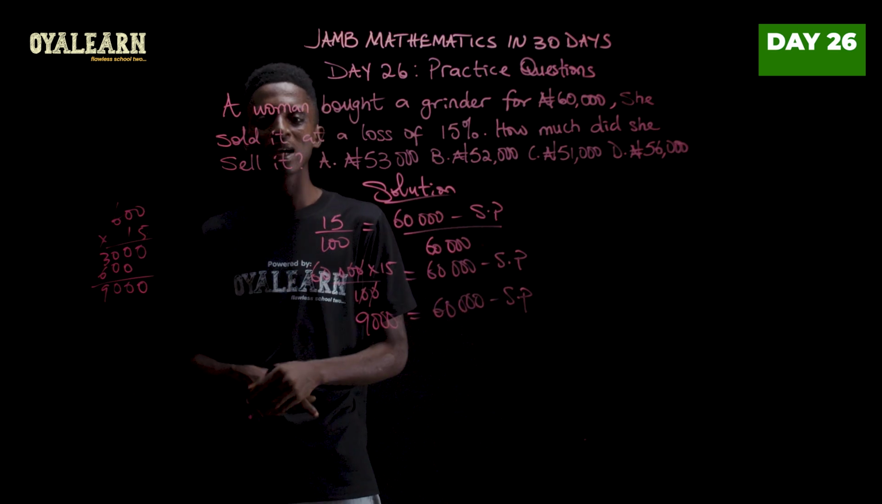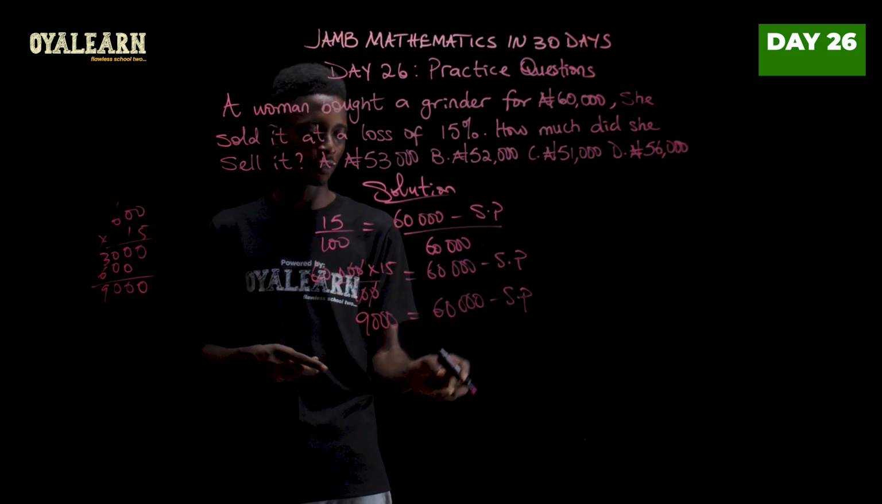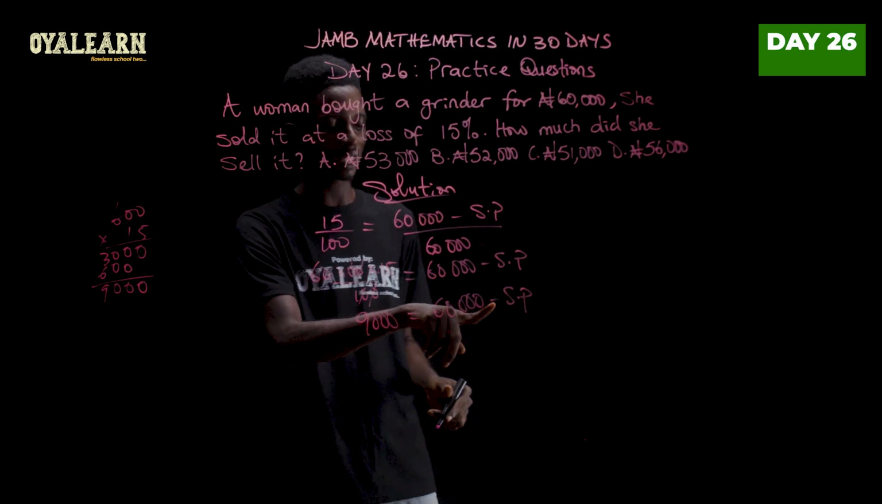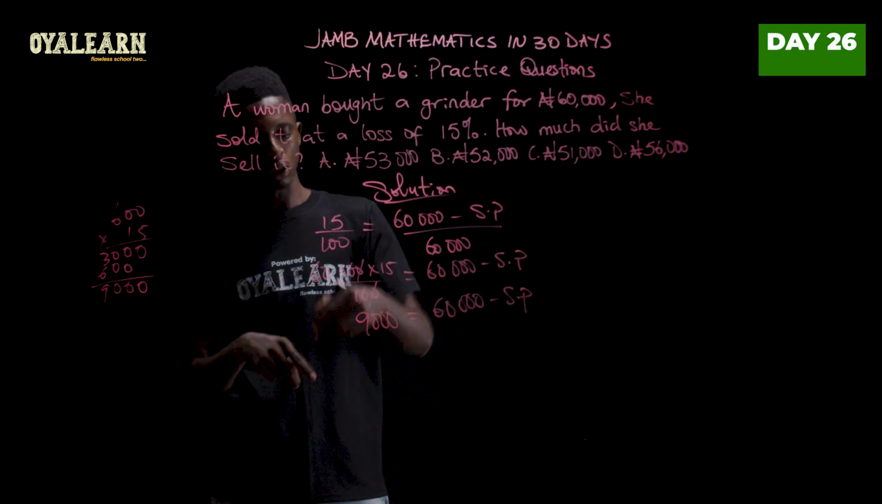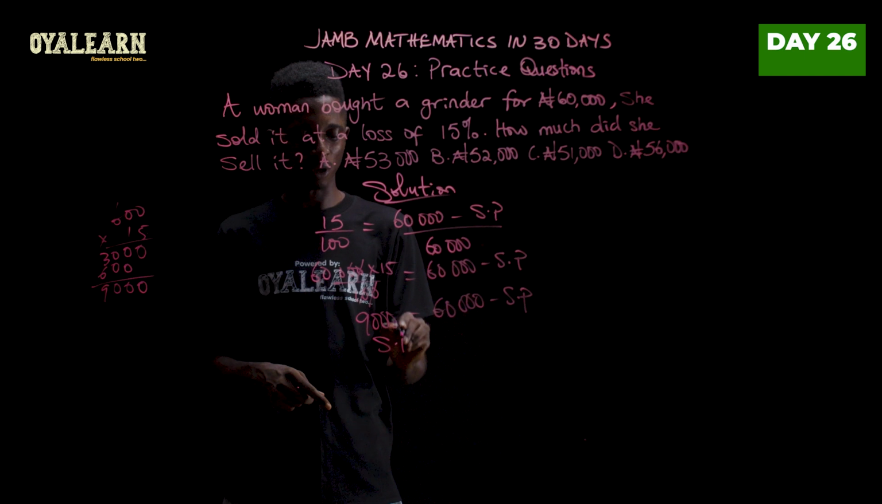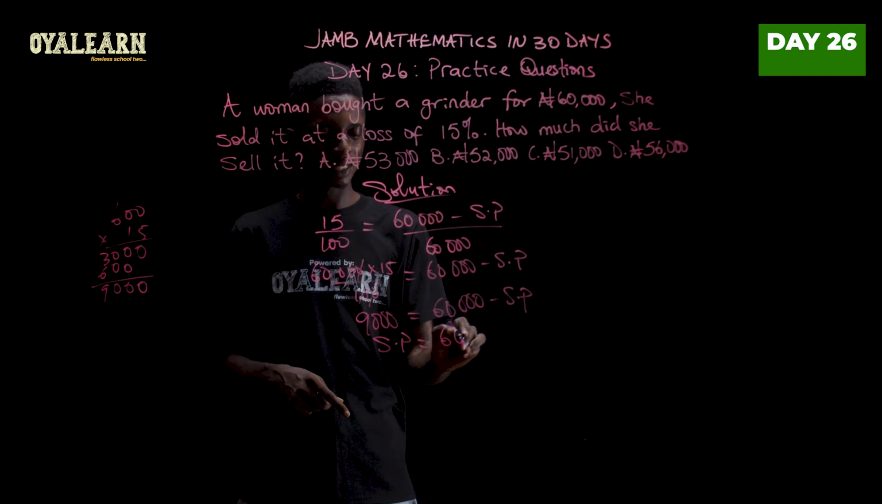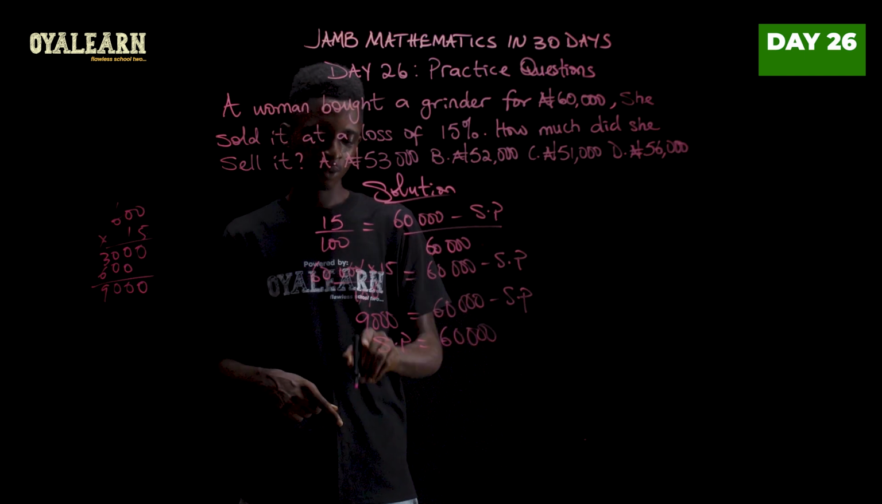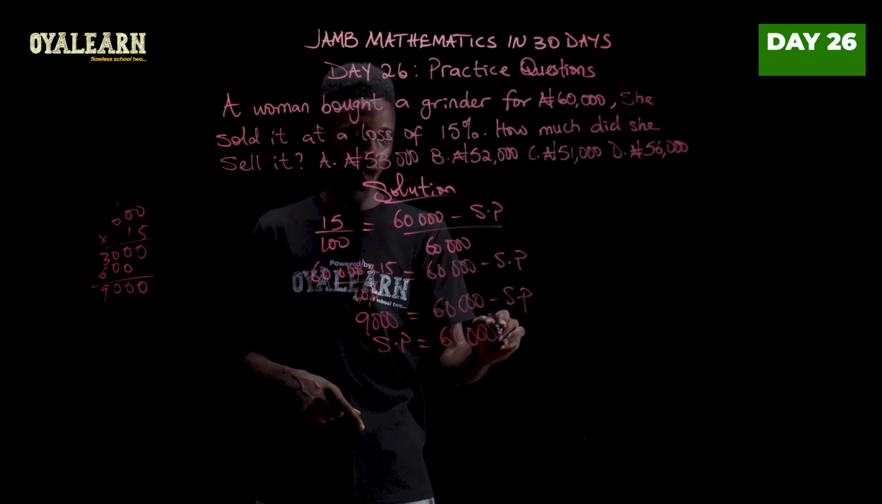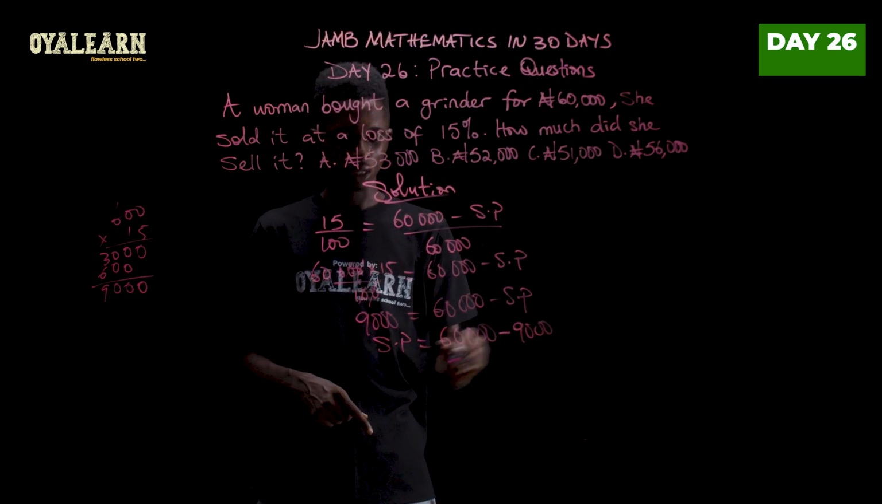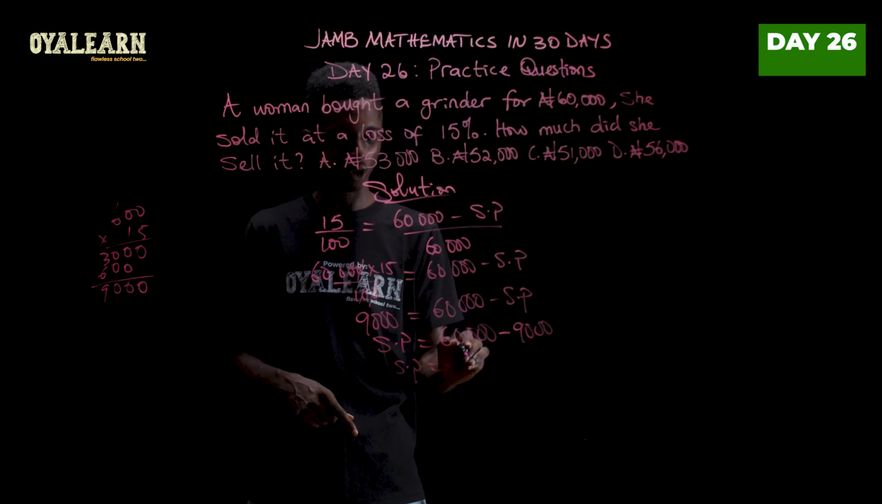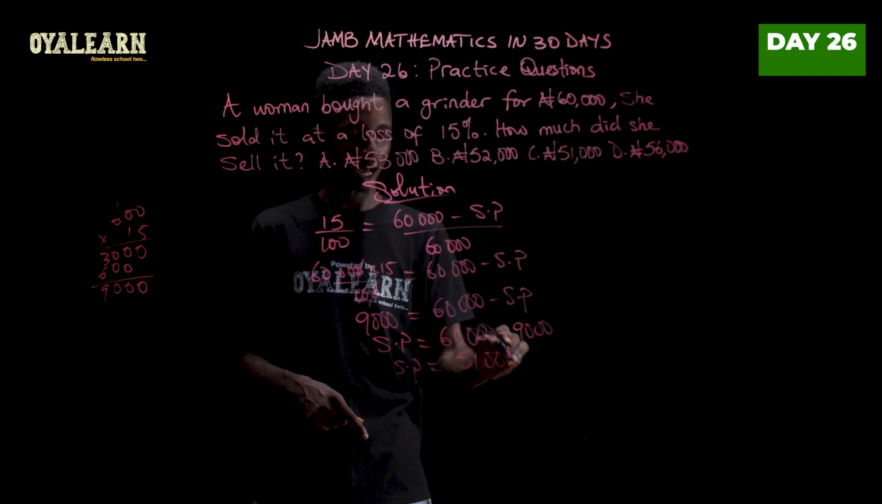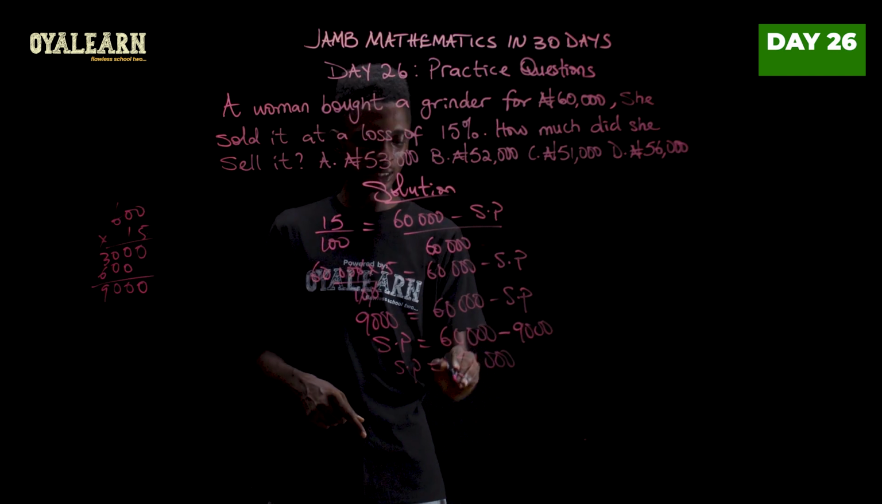So to make selling price the subject of this formula, take note, this is a negative sign. So to make it positive, I have to bring it to the other side. And then we say selling price equals, we had 60,000 on the right-hand side initially. Now plus 9,000 coming there will become minus 9,000. So the selling price is therefore 51,000. So the correct option is C.